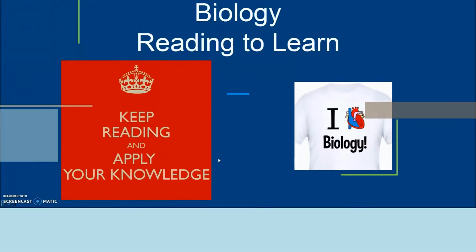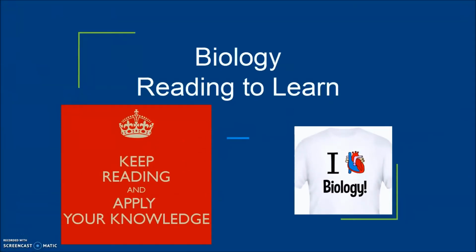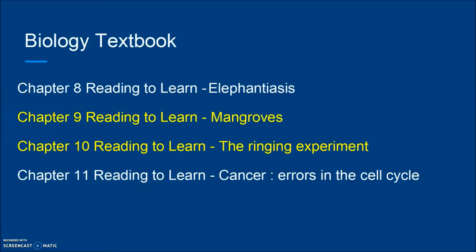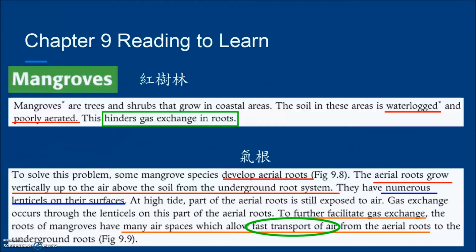Hello students, this video is going to talk about the reading to learn section. Today's topic we have the mangroves and the raining experiment. Firstly we talk about the mangroves. The first paragraph talks about a description of the mangroves.